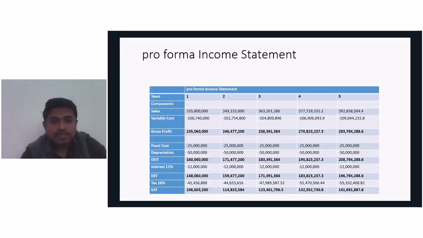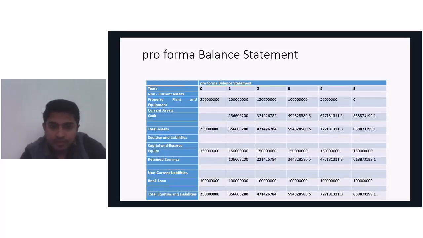Next, I move to the pro forma balance sheet. You can see in the pro forma balance sheet, the property, plant and equipment is considered as 250 million. In order to fund the 250 million, we have planned to obtain 150 million from the investors and 100 million through long-term interest-bearing loans. These are the cash flows throughout the project. These are the pro forma balance sheets throughout the 5-year lifespan of this project.